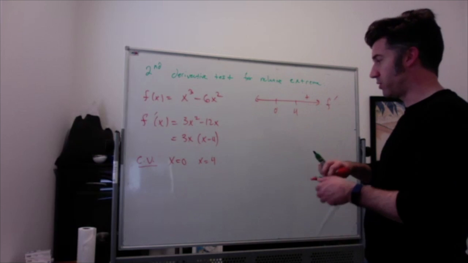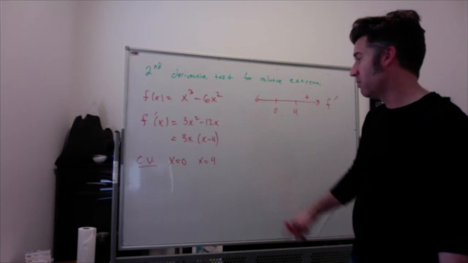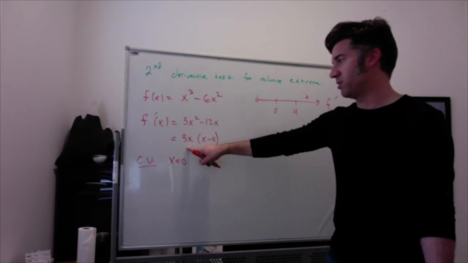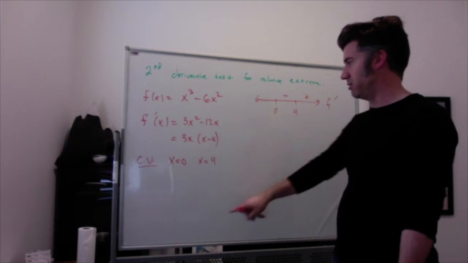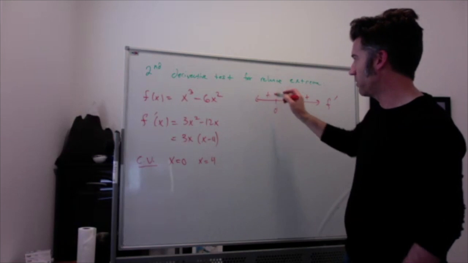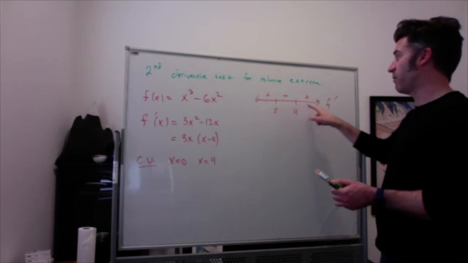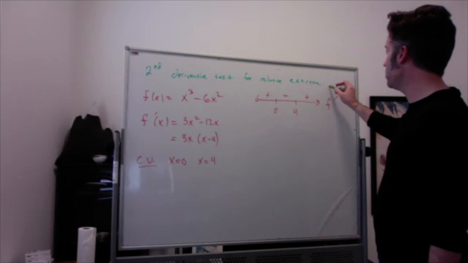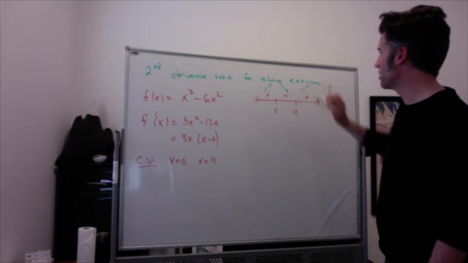And if you pick a number between 0 and 4, or you use the odd power, the sign changes. But I'm going to pick 2. 3 times 2 is positive, 2 minus 4 is negative, so the whole thing is negative. And then pick something like -1, that's negative, the whole thing's positive. So knowing that the first derivative is positive, negative, positive, I can see that the actual function is increasing and then decreasing and then increasing.